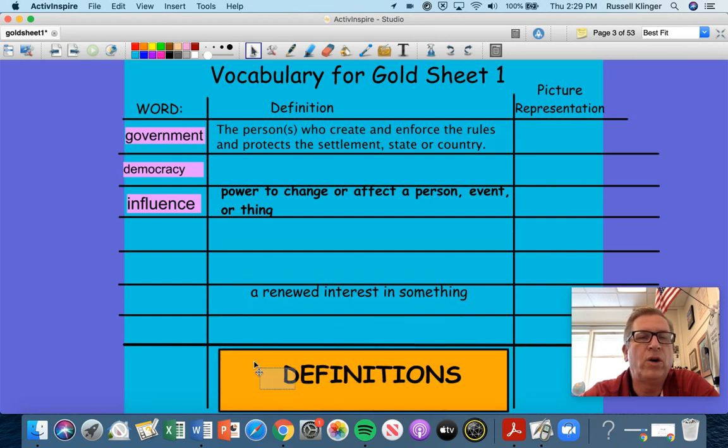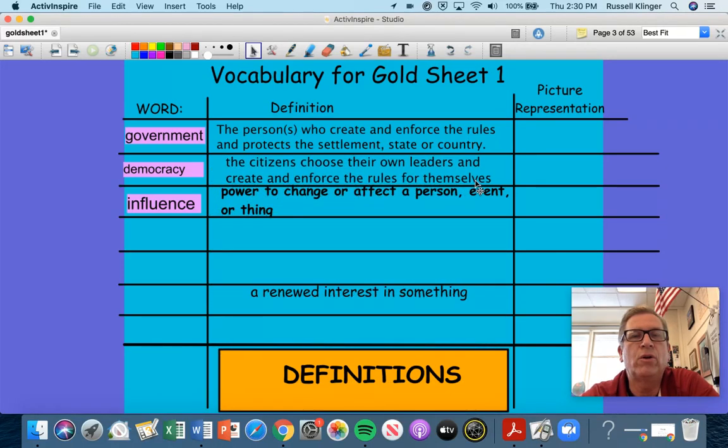And hopefully you'll know what a democracy is. A democracy is basically a form of government where the citizens choose their own leaders and create and enforce their own rules for themselves. That's known as a democracy. So we have a democracy in the United States. We have what's called a constitutional democracy.